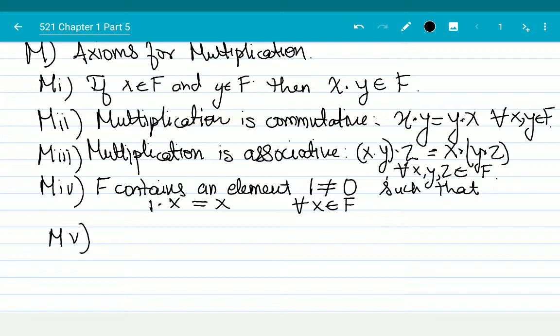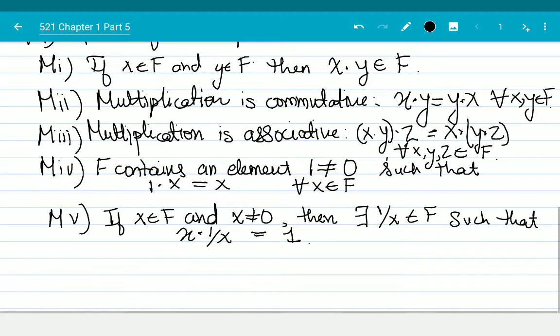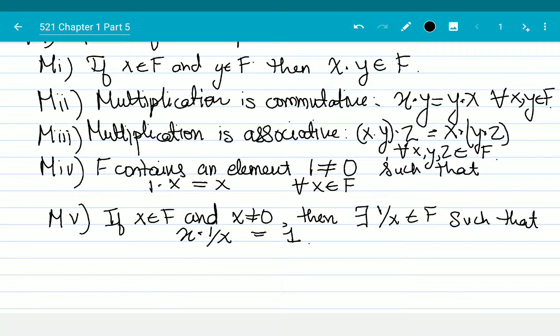And M5, if x belongs to F and x is not equal to 0, then there should be a multiplicative inverse. There exists an element 1 over x in F such that x times 1 over x is equal to 1. Once again, this element is going to be unique.